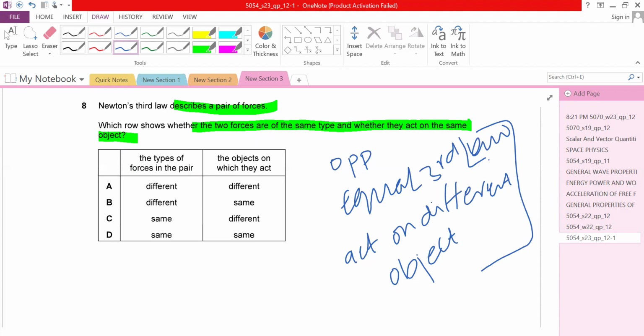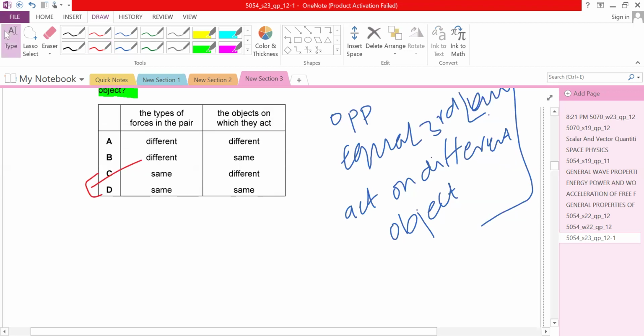Now, the types of the forces in the pair and the object on which the forces act. As I told you, the forces should be equal, and the type of forces should be the same. That leaves two options, C and D. But the objects on which they act should be different. So option C is correct for question number 8.